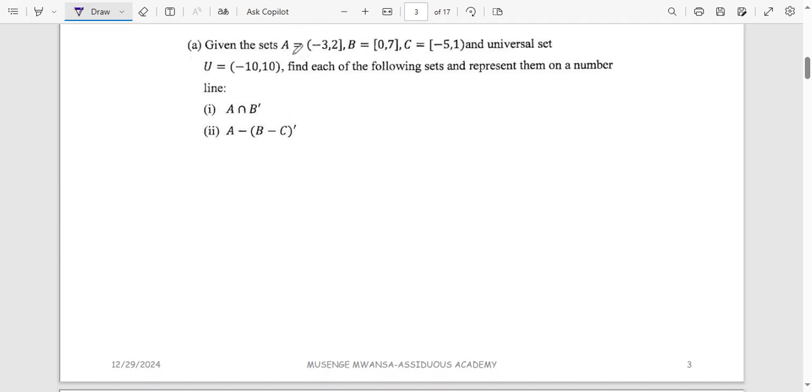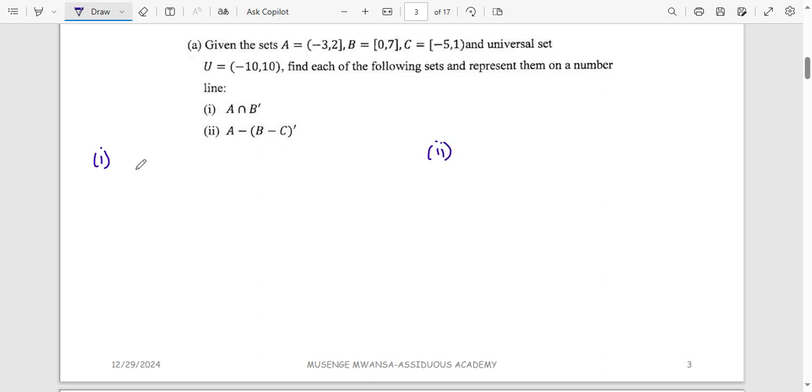Given that set A is -3 to 2, B is 0 to 7, C is -5 to 1, and the universal set is -10 to 10, find each of the following and represent them on a number line. The first one we want to find is A intersection B. So I'm going to write 1 this side. I'm going to write 2 here.